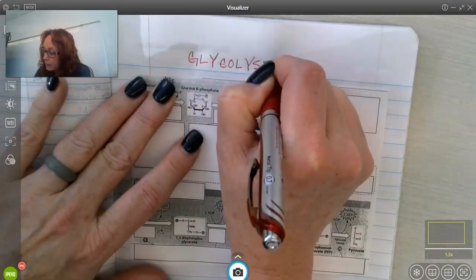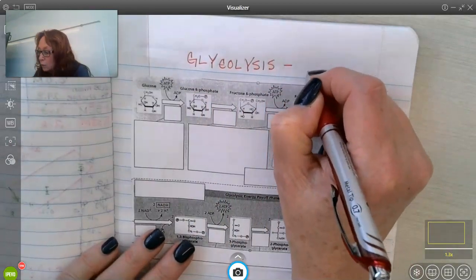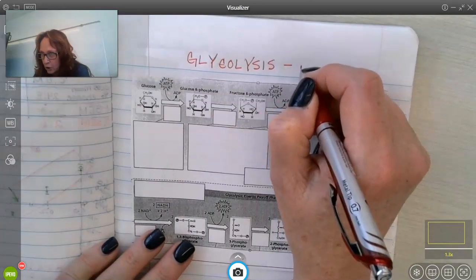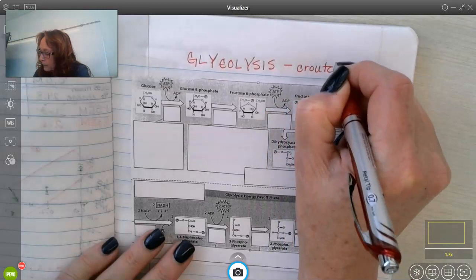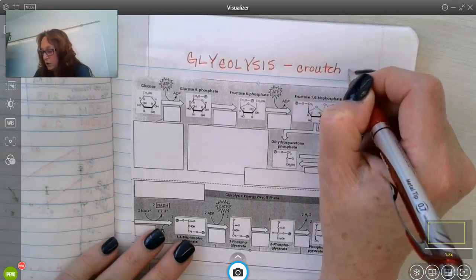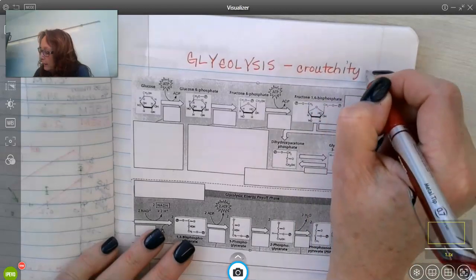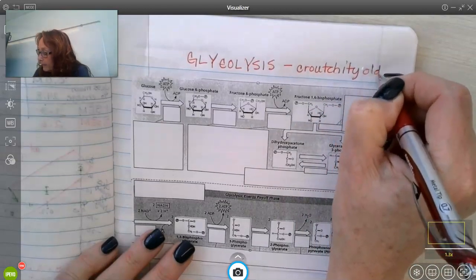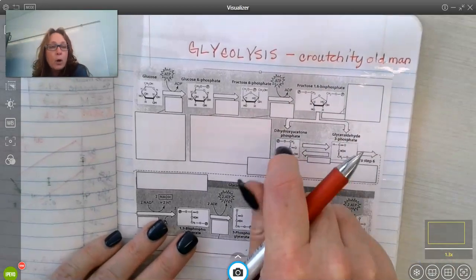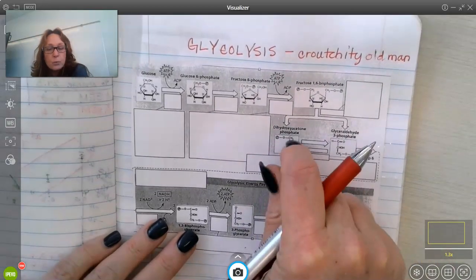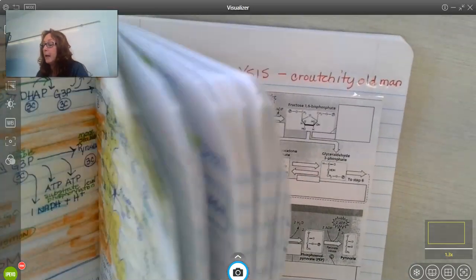this is glycolysis, and you need to picture him as just this crotchety old man. I don't know how to spell crotchety. Crotchety. Is that a word? That's my word. Crotchety old man. He's been around forever. He's really good at what he does. And you can just picture him. I can. I hope you can.